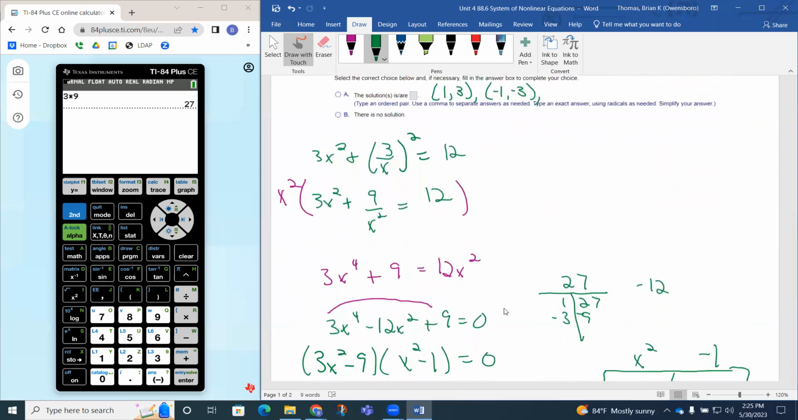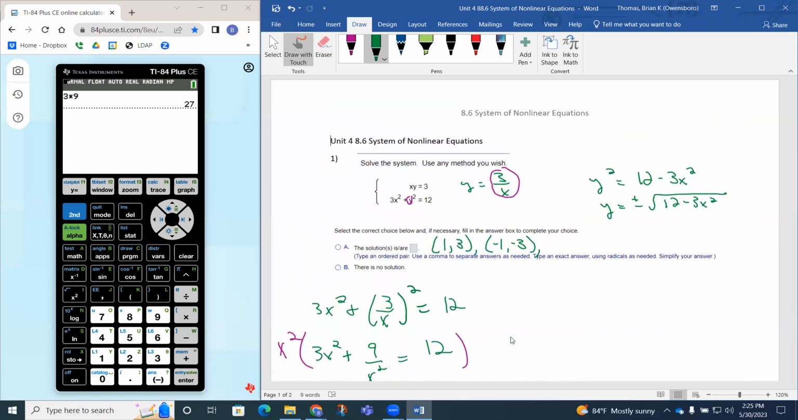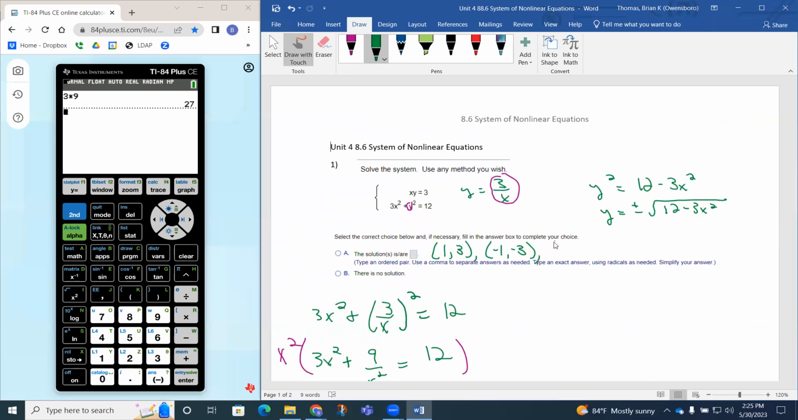And then when x was the square root of 3, y was the square root of 3. So we have the square root of 3, comma, square root of 3. And then when x was a negative square root of 3, y was the negative square root of 3. So we'd have those 4 ordered pairs. So the question is, what is the square root of 3? That's like 1.732.